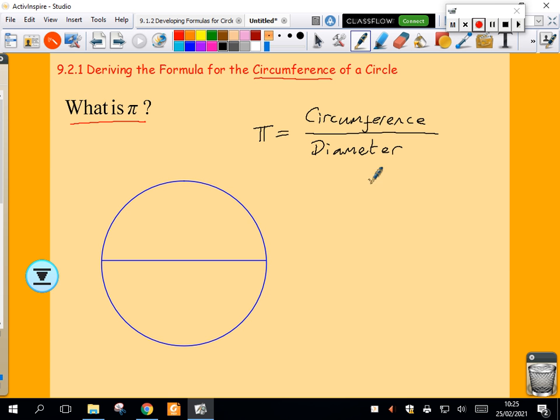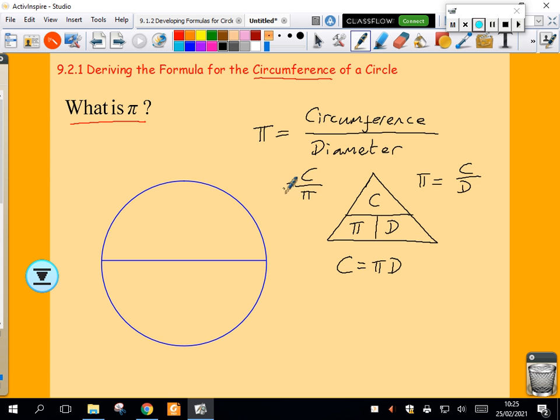Notice if I put that into one of our triangular relationships we talk about all the time. Circumference divided by diameter gives me pi. So circumference will equal pi times the diameter. I could write that as pi equals circumference divided by the diameter, or the circumference divided by pi is equal to the diameter of the circle.